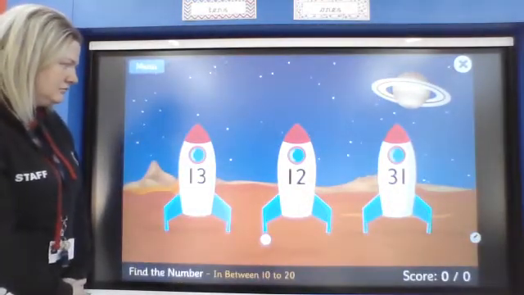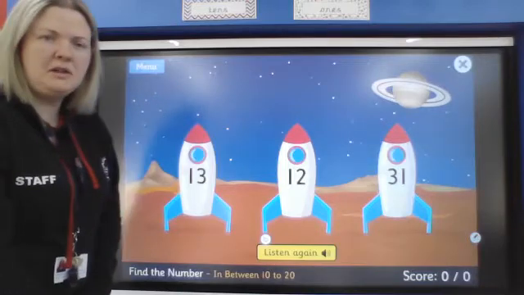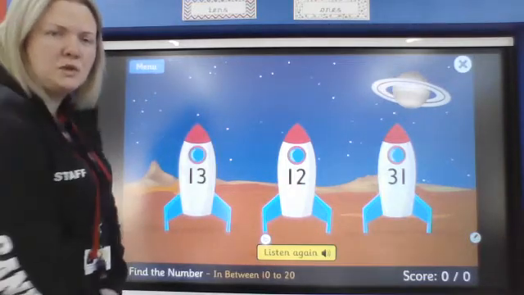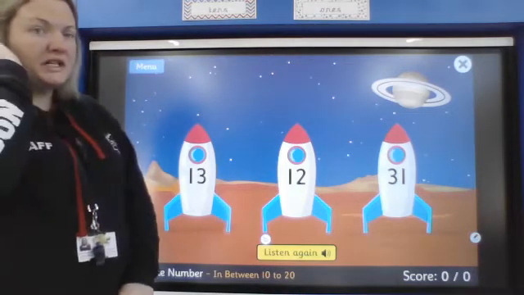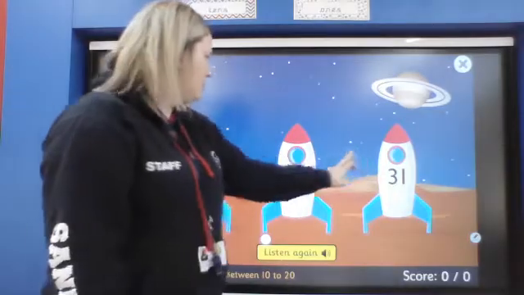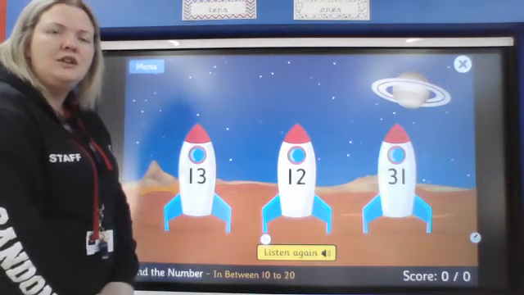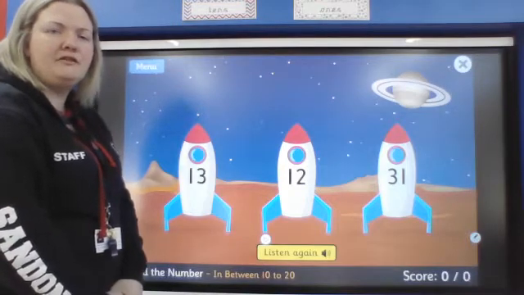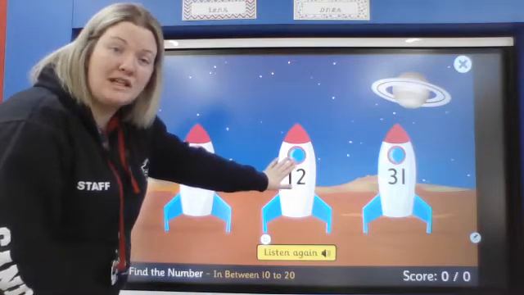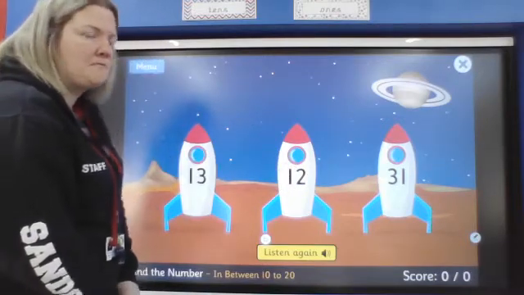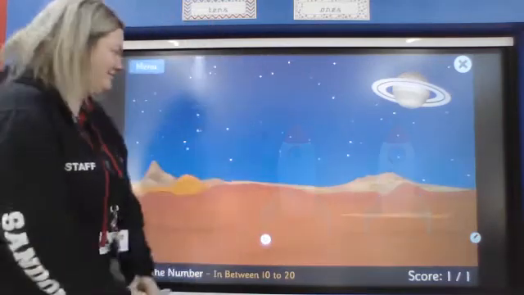Find the number between 12 and 14. So what is the number between 12 and 14? Let's have a look at all of those numbers. Which one do you think it is? It doesn't mean it is 12, it's not 12 because it's between 12 and 14. This one. Well done, we've passed.